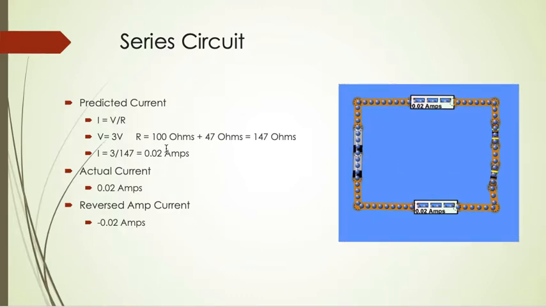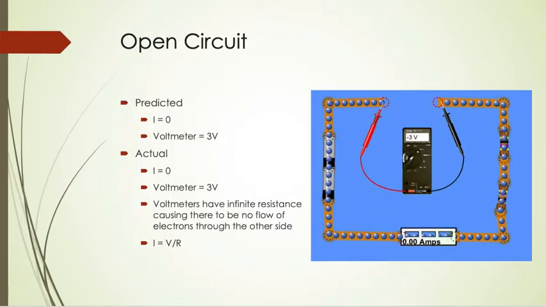Using Ohm's law, we were able to predict that the current would be equal to 0.02 amps, and as you can see from our diagram, the actual current is 0.02 amps. If you were to reverse the ammeter, then the current would be equal to negative 0.02 amps, so the current would just be flipped.